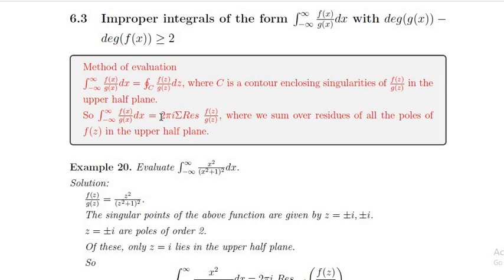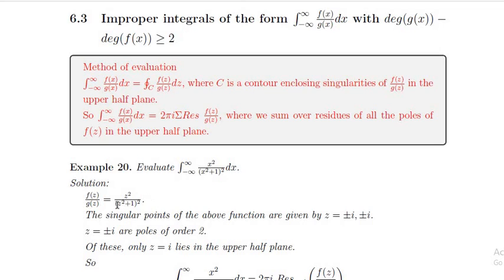So the integral value equals 2 pi i into the sum of the residues of this function f of z by g of z in the upper half plane, where the sum is over residues of all the poles of f of z in the upper half plane. Now we can see an example. Evaluate integral minus infinity to infinity x square by x square plus 1 the whole square dx.